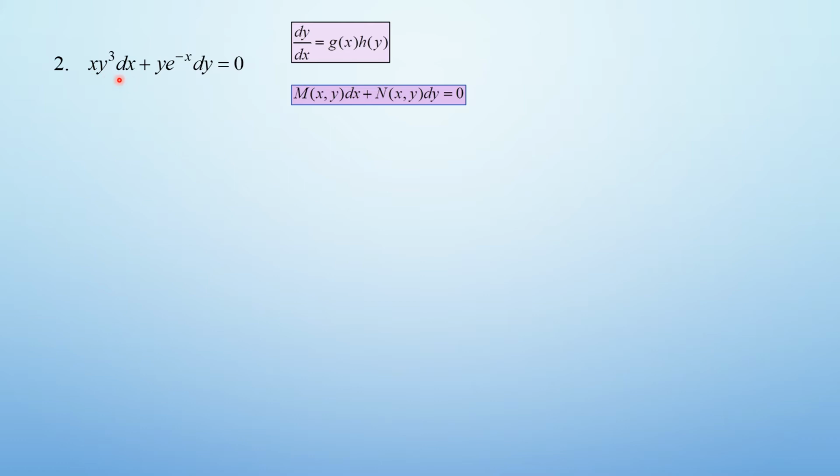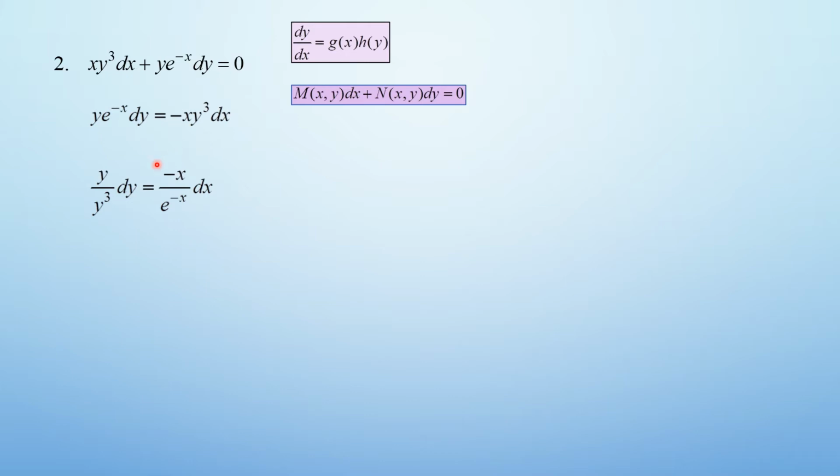This is because at the end we want to express y explicitly in terms of x if it is possible to do so. So we do the following: y e to the negative x dy equals negative x y cubed dx. Next step is to shift the variables, retain y dy on the left side of the equation and bring y cubed to the left, and retain negative x dx on the right side of the equation and bring e to the negative x to the right.